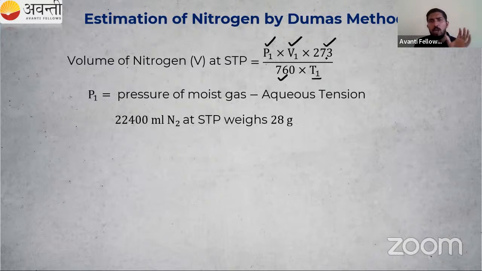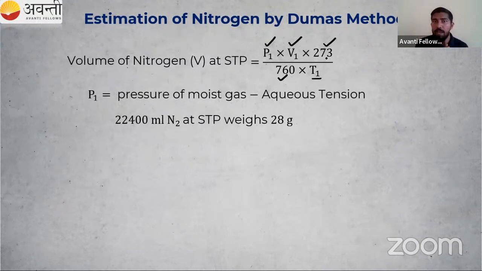Now I got the volume of nitrogen at STP. Now I have to find the percentage of nitrogen. How to find it? I need the mass of nitrogen present divided by the mass of organic compound. The mass of organic compound, that I know. Then how to find the mass of nitrogen?